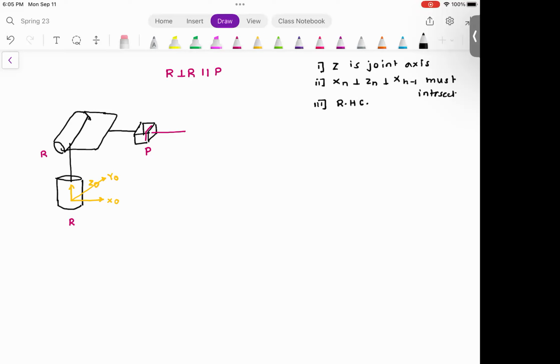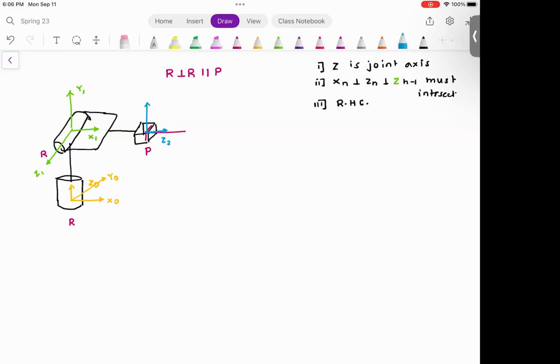Next, I need to go here. This is going to be my z1. Then this is my x1, and I'm going to have this as y1. And again, xn is perpendicular to zn and z n minus 1, so please check the rules are satisfied. Now, last case here, I'm going to call this z2. And now I have a choice.